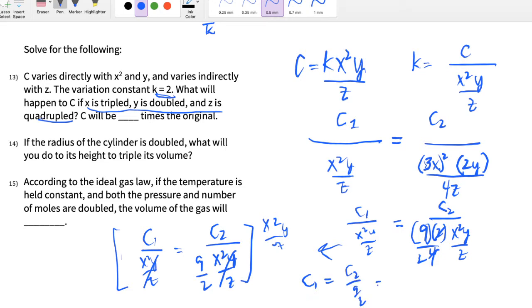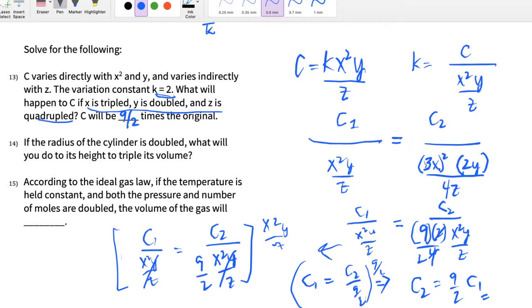Or this is also equal to, ano mangyayari? To get C2, sorry. C2 would be 9 halves of C1. Kasi multiply mo lang again both sides by 9 over 2. So the answer here would be, C will be 9 halves times the original. Kasi C1 yung original mo. Okay? So medyo mahaba, di ba? And actually very unnecessary. Isulat mo this way.